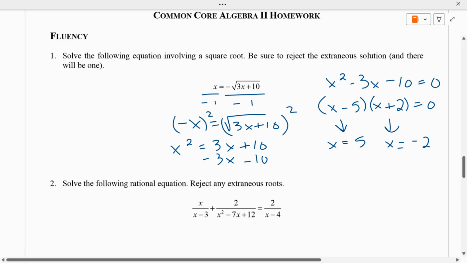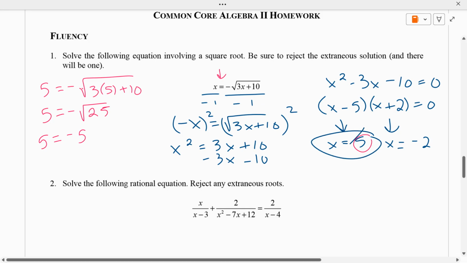So let's check and see if we have any extraneous solutions. So I'm going to substitute in first the 5 into the original equation. 5 equals negative the square root of 3 times 5 plus 10. Well, 3 times 5 is 15, plus 10 is 25. So 5 equals the opposite of the square root of 25. Well, the square root of 25 is 5, and 5 does not equal the opposite of that, which is negative 5. So 5 is an extraneous solution.